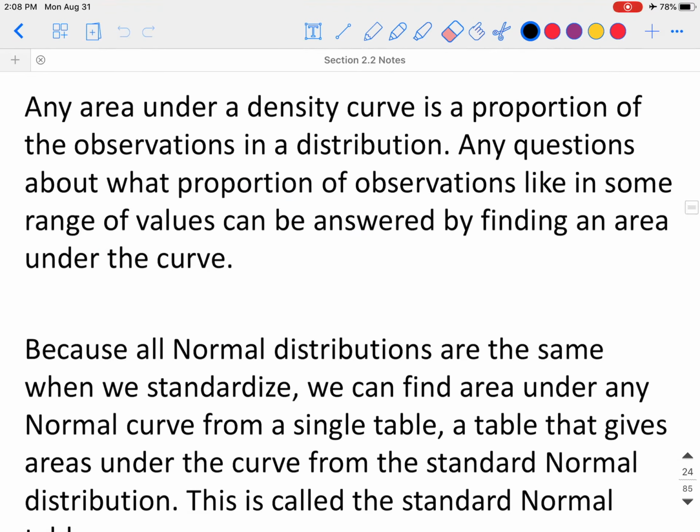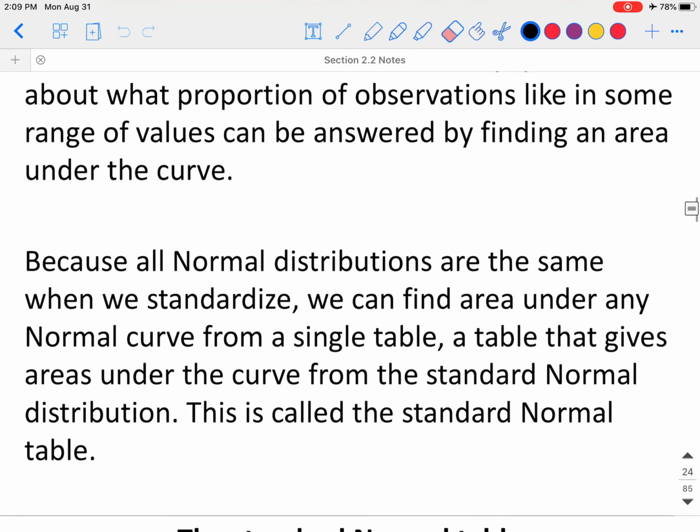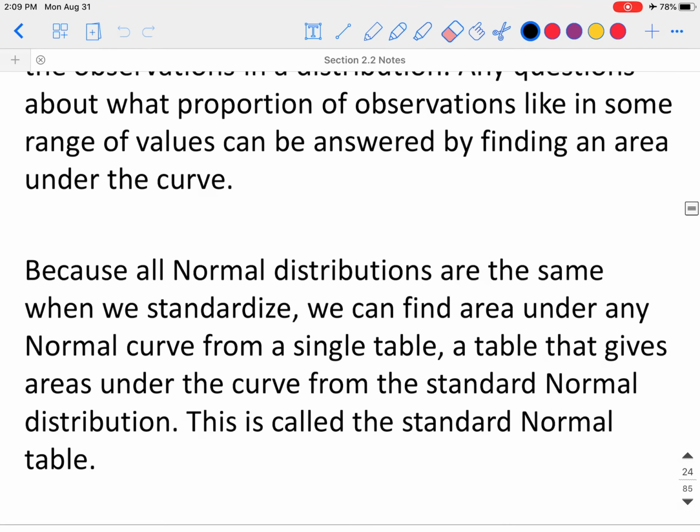Any area under a density curve is a proportion of the observations in a distribution. Any questions about what proportion of observations fall in a range of values can be answered by finding an area under the curve. Because all normal distributions are the same, when we standardize, we can find the area under the normal curve from a table. The table gives the area under the curve from the standard deviation and everything to the left. This is called the standard normal table.